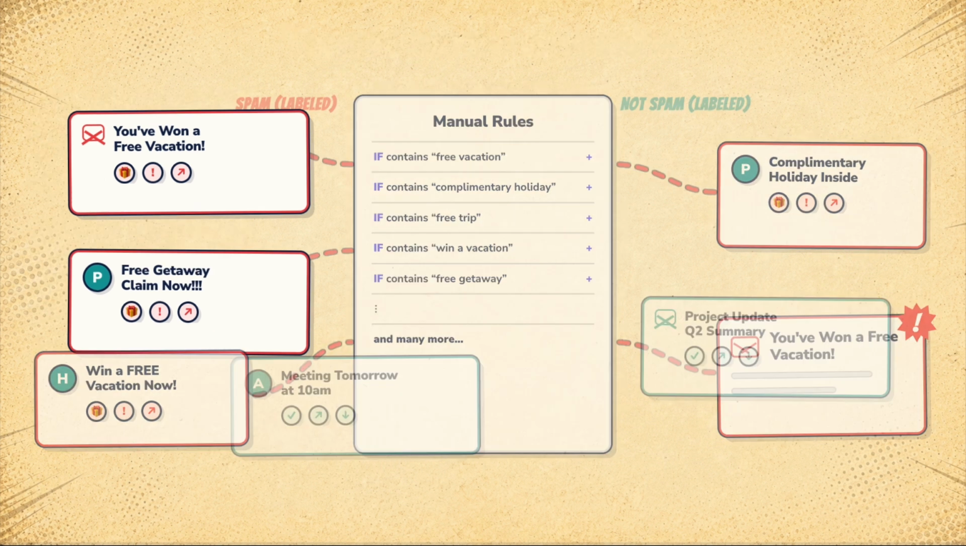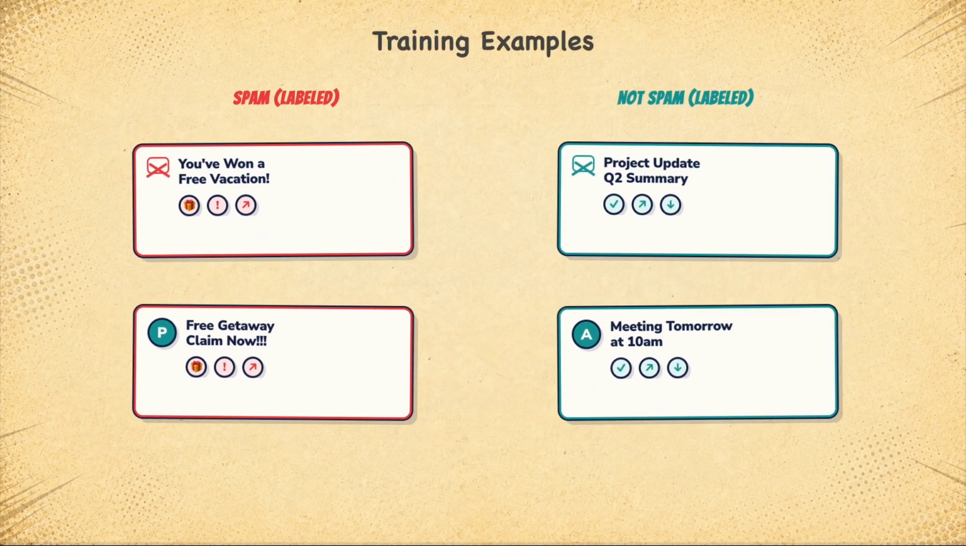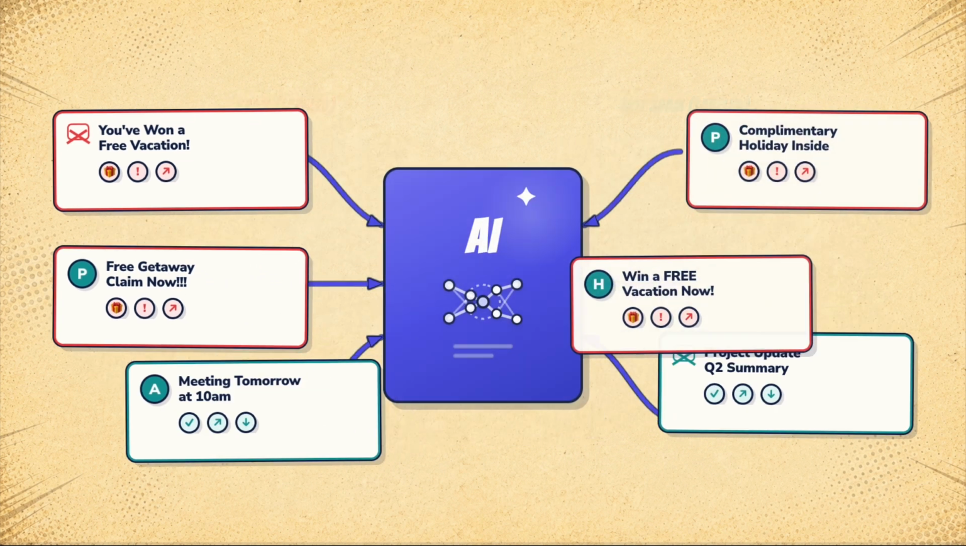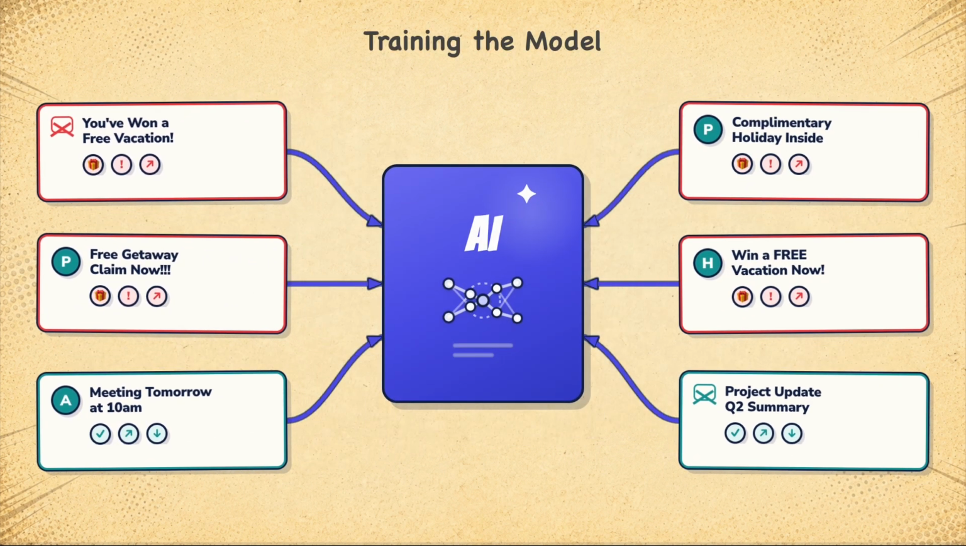Instead of describing every spam message manually, we can give the system many examples. Some examples are labeled spam, others are labeled not spam. The system processes these examples and searches for patterns connected to each label. This process is called training. The training method used in this example is machine learning. Machine learning is one approach used to create AI systems.